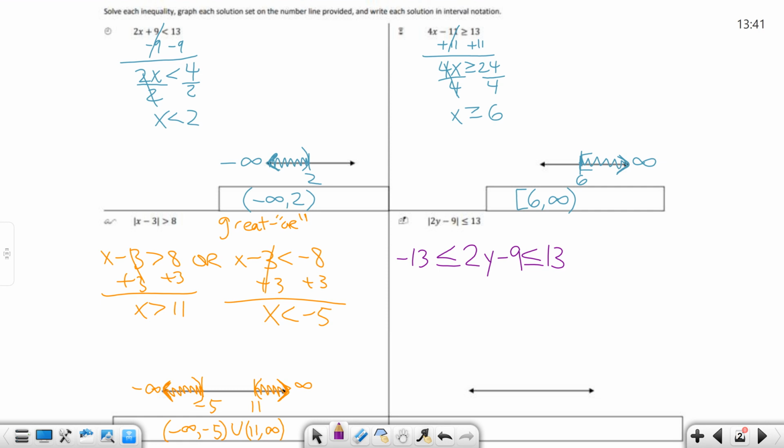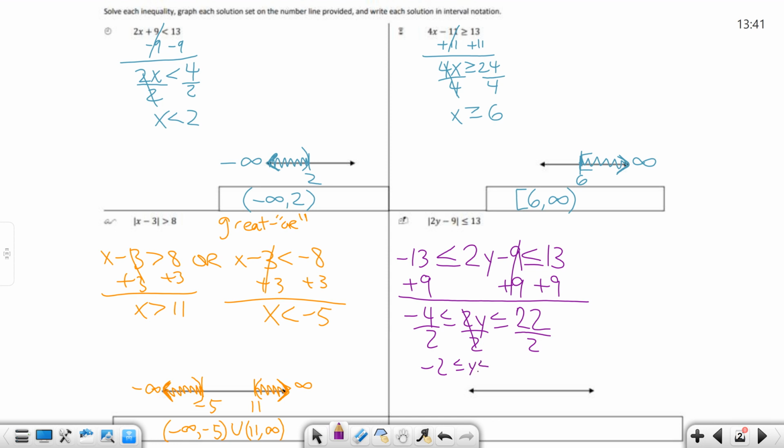that we're talking about. So here we're going to add 9 to all three places, both sides and the middle. We can't say both sides because we have a middle here, right? We have three parts. So this is negative 4 less than or equal to 2y less than or equal to 22. Then we divide all three pieces or parts by 2. So we get negative 2 less than or equal to y less than or equal to 11.